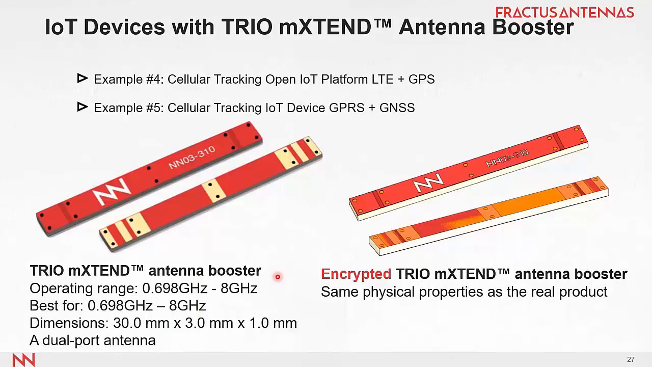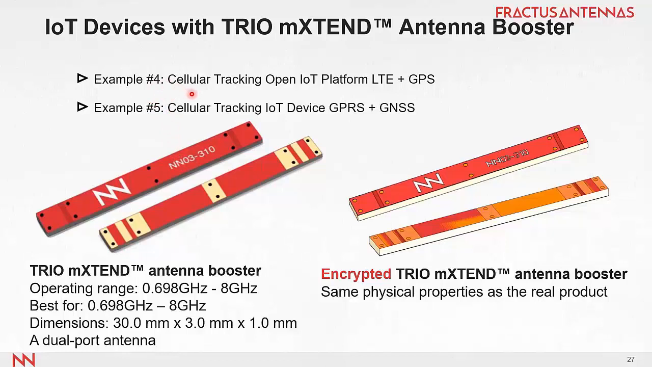So now we move to the last example. This is called the Trio MX10. It's another antenna booster, and it's called Trio because it's possible with this antenna booster to operate at 3 different communication systems. So for instance, we can operate with one port at LTE, with another port at GPS, and with another port at Bluetooth. In this case, we are going to see another examples.